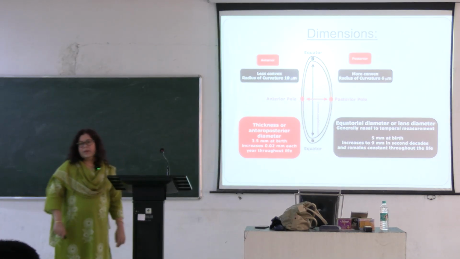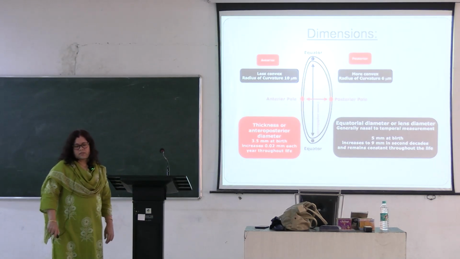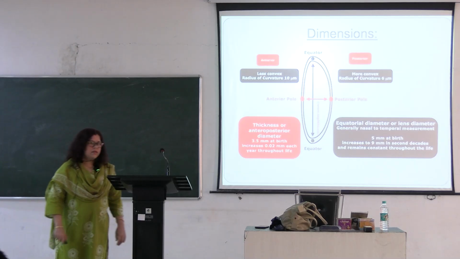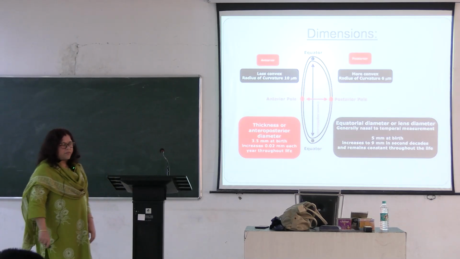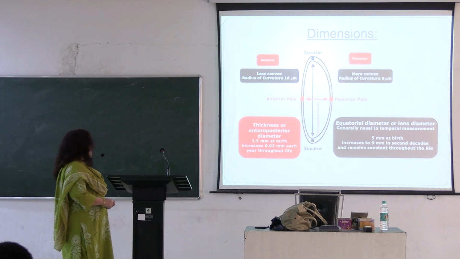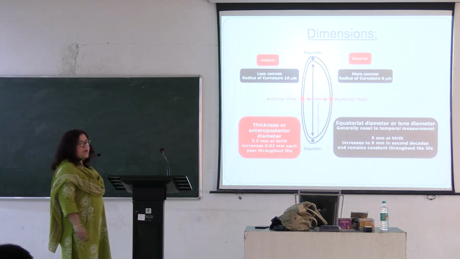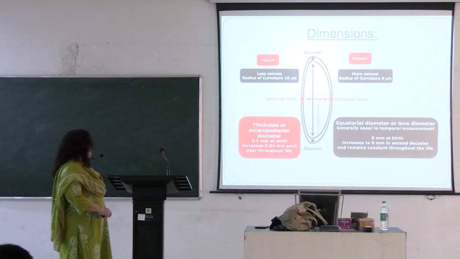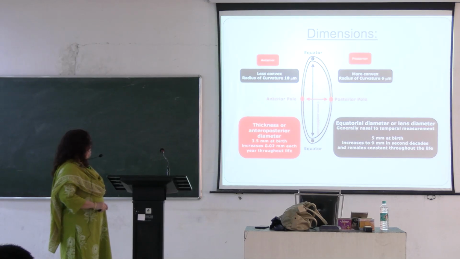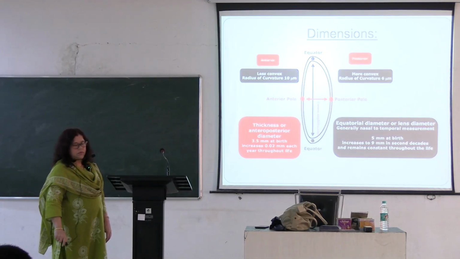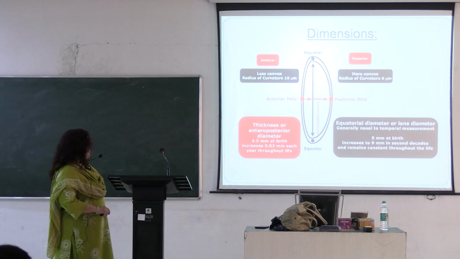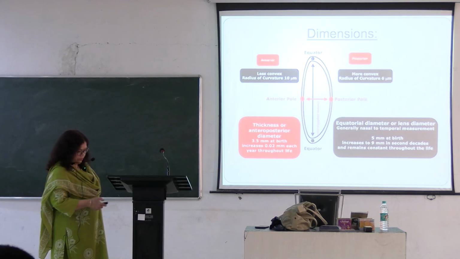Then it remains stationary. There is no increase in the length of the equatorial diameter, and its antero-posterior thickness is 3.5 millimeter at birth, and it increases every year by 0.02 millimeter throughout life.